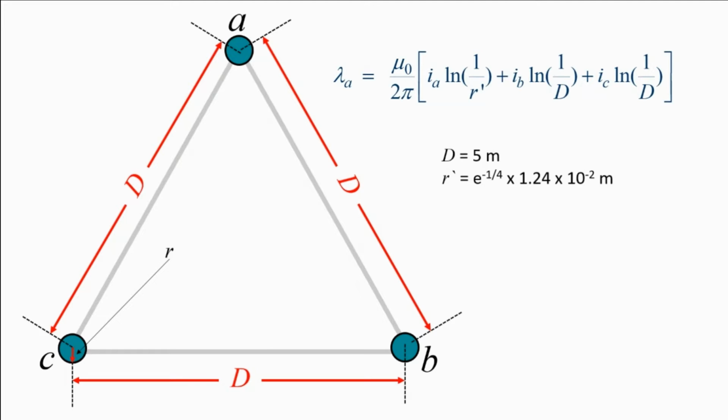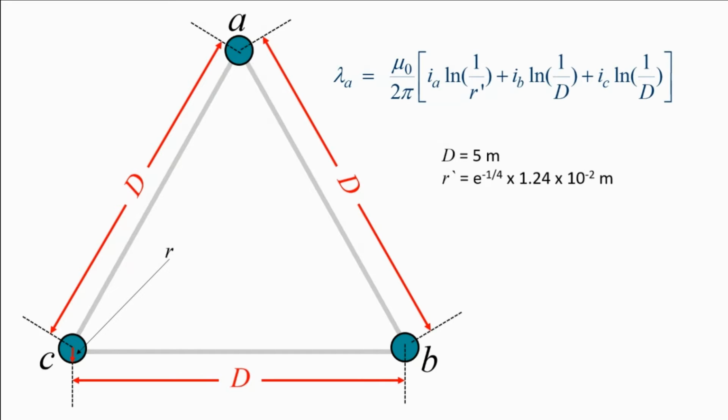We'll take each current with its term. Now we are focusing on phase A. We want to see the inductance of phase A. The first term is the self distance of the conductor A, so we'll be using R dash. R dash is the radius of the conductor multiplied by e to the minus 1 over 4. We did this, we put it as R dash to simplify. It's only a mathematical thing.